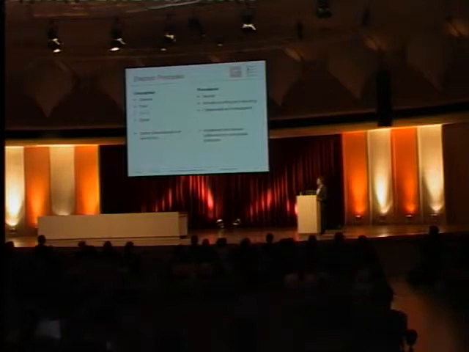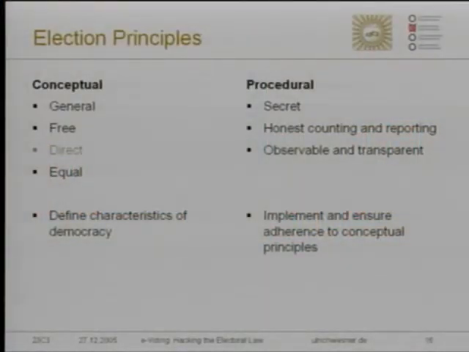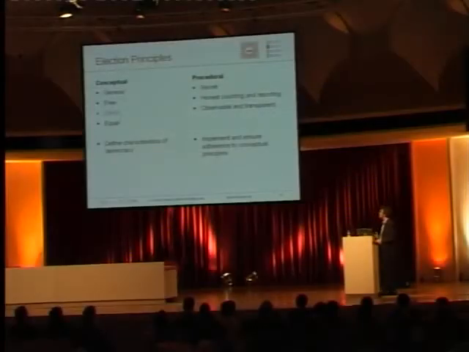Now, if you have a closer look at these principles, some of them are conceptual, they define what democracy is, some of them are procedural. So there's no value in secrecy of a ballot itself, it just ensures that the election is free. So the conceptual, the democracy-defining principles are general elections, free elections, equal elections, and if you want, in Germany, direct. They define the characteristic of your politics. Procedural is what protects these principles: the secrecy of the ballot, the honest counting and reporting of the votes, and the fact that elections need to be observable and transparent.